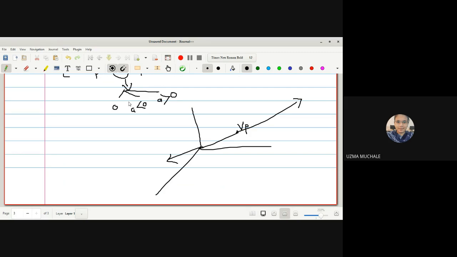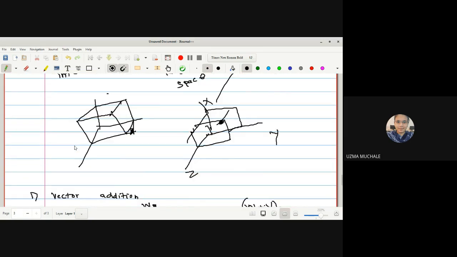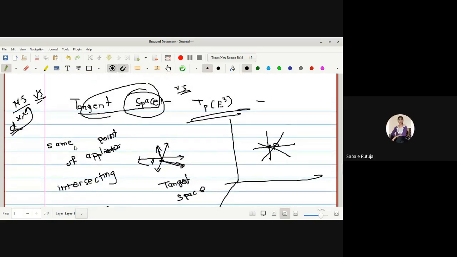And you can verify that with the help of these two operations, vector addition and scalar multiplication, this TP of E3 is going to satisfy all the properties of a vector space, and hence it is called a tangent vector space. Any doubt for this vector addition, scalar multiplication and TP of E3? Was it too fast? No, ma'am. We read this once again. If you have a doubt, you can ask.